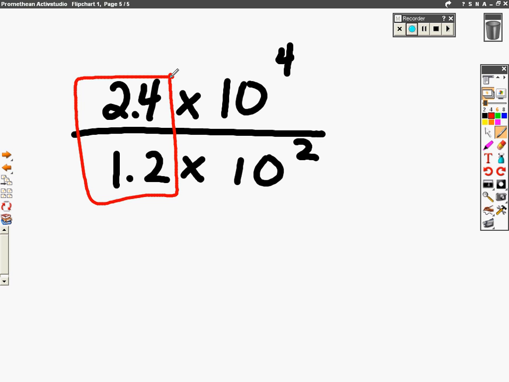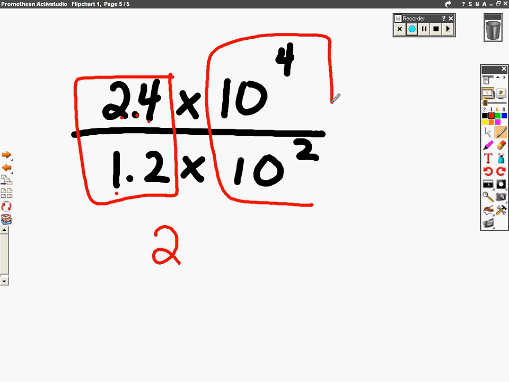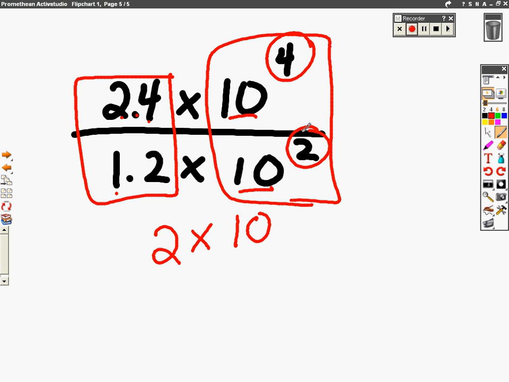Alright, so when we divide 2 and 4 tenths by 1 and 2 tenths, we get 2. Then we're going to work with this part. And now you'll notice that the tens are the same. So our rule is we bring down our times sign, we bring down our 10, and then we just take the exponents and subtract them, and you get 2. So your final answer in scientific notation is 2 times 10 to the second.